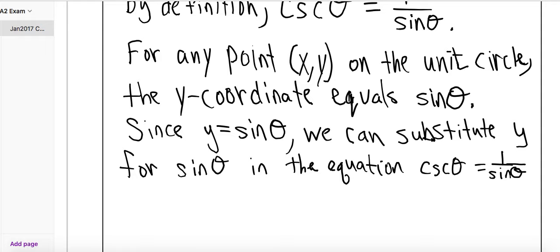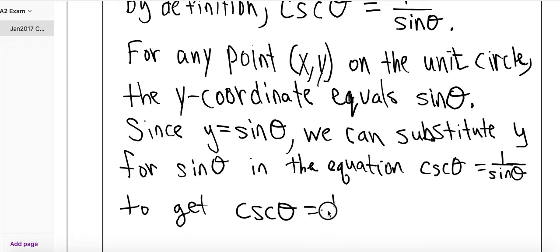I don't like the way that's coming out. I don't want it to look like something else. So theta, there we go. So we could substitute y for sine theta in the equation cosecant theta equals 1 over sine theta to get cosecant theta equals 1 over y on the unit circle.